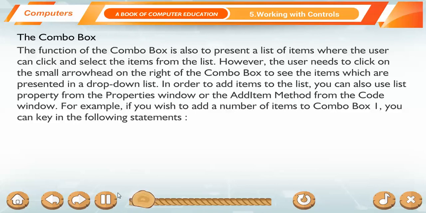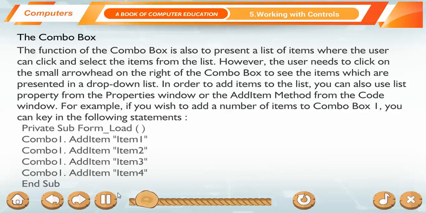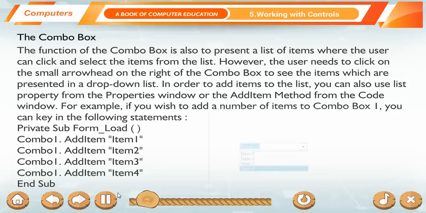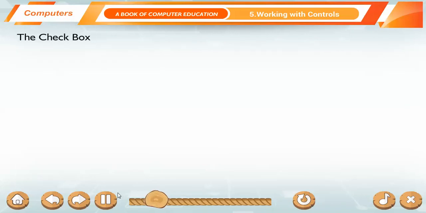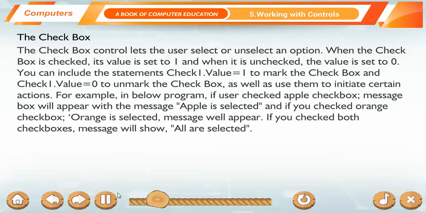For example, if you wish to add a number of items to combo box 1, you can key in the following statements. Private Sub Form_Load. Combo1.AddItem "Item 1". Combo1.AddItem "Item 2". Combo1.AddItem "Item 3". Combo1.AddItem "Item 4". End Sub. The checkbox. The checkbox control lets the user select or unselect an option.